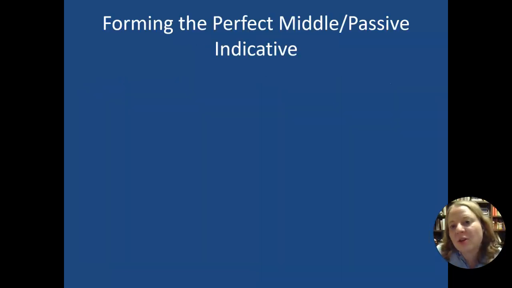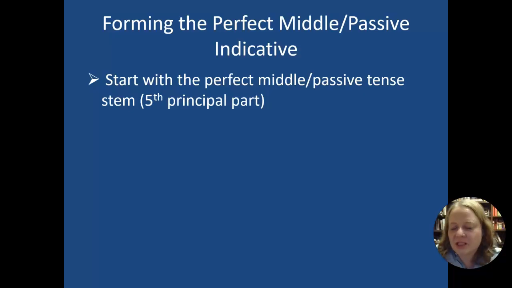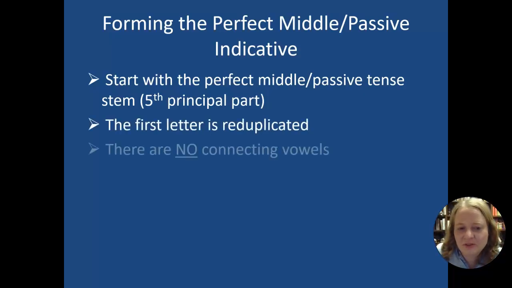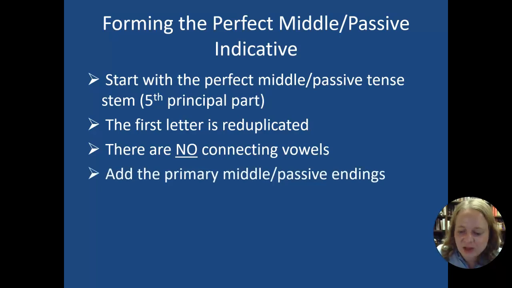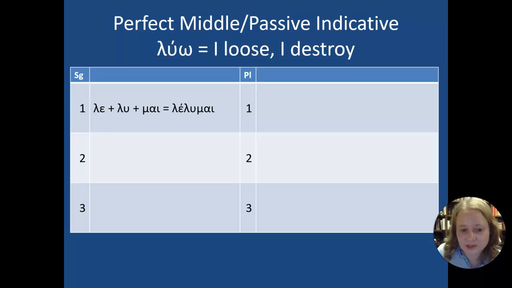Okay, forming the middle passive, it's going to basically be formed the same way, except you take the fifth principal part. You reduplicate the first letter, and you don't have any connecting vowels in this, so it's going to be tighter together than what we've seen before. And you add again the primary middle passive endings that we learned along with the present tense.